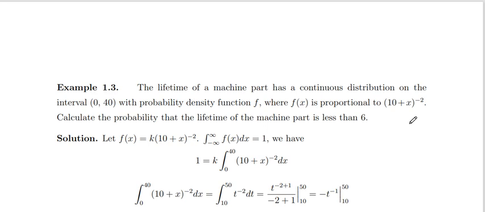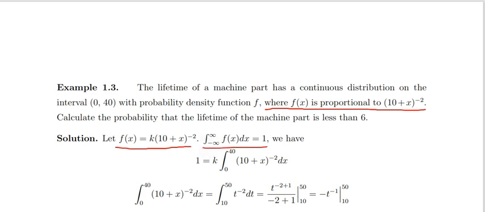So there's a problem. For a density function, we have the requirement that the total probability equals 1. Here the problem does not tell us what the density function exactly is. It just tells us this density function is proportional to this. So this means f(x) equals k times this. We don't know k, so at first we need to find this k.